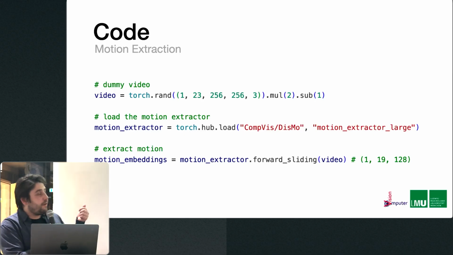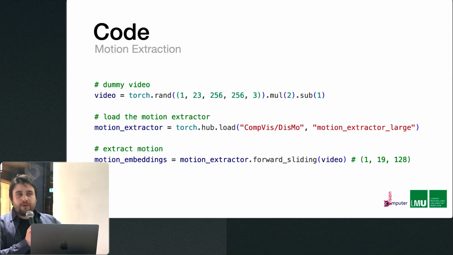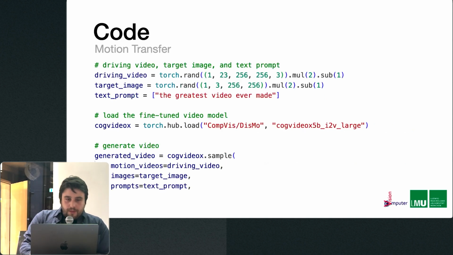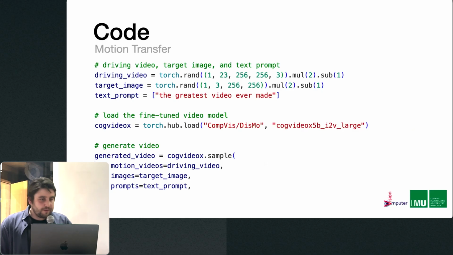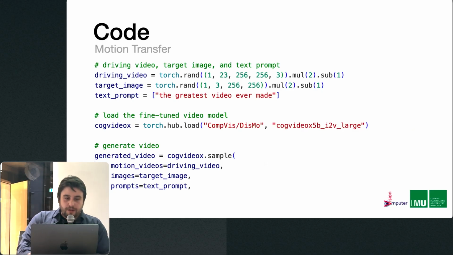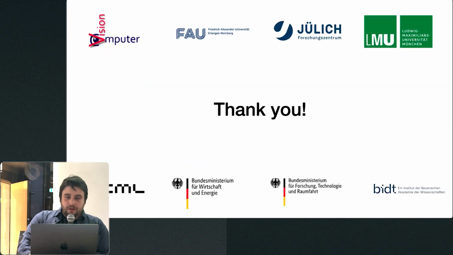And this forward method is actually a sliding window method, so you can put in arbitrary length videos. And for motion transfer as well, you need a driving video, a target image, and optionally a text prompt. But because CogVideoX is inherently a text-to-video model, I would advise also using a text prompt for better quality. And you can simply load CogVideoX and then call the sample function provided to transfer motion. That was it.